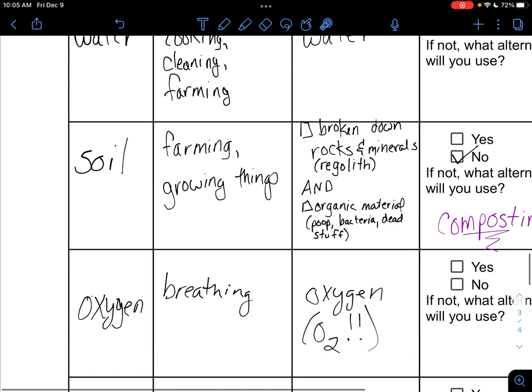Okay, and this one's not on your document, oxygen. Please consider your oxygen and what do you have for breathable oxygen. If your planet or moon has oxygen locked in the rocks, okay, but we cannot breathe a rock. So you need to think about where the breathable oxygen is coming from.